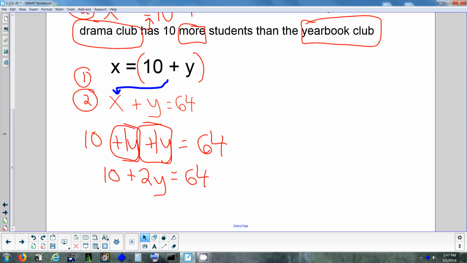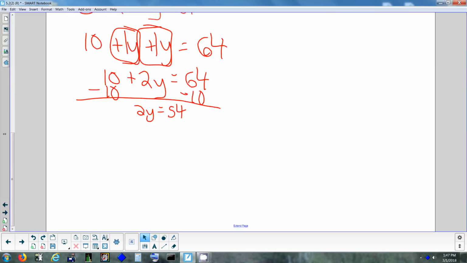What can I do now? Minus 10. Good. Minus 10 here, from what else? 64. Nice job. When I do that, what do I get? 64 minus 10? 54. So, last step, divide by 2. Savannah, when you did that, what'd you get? 54 divided by 2? 27.